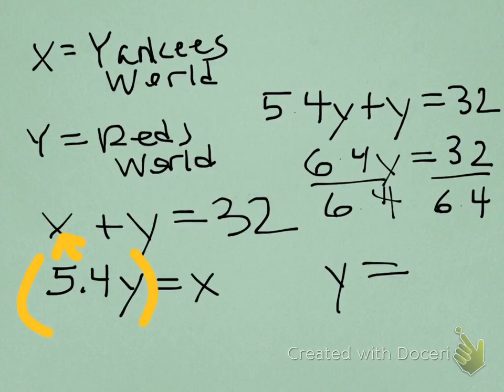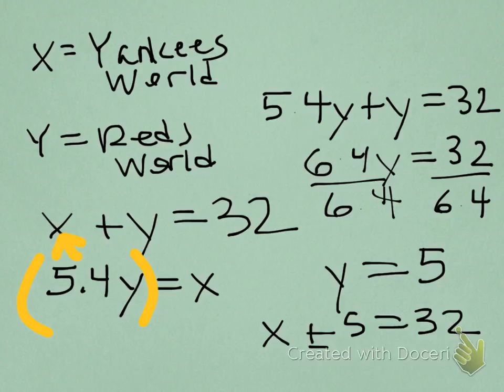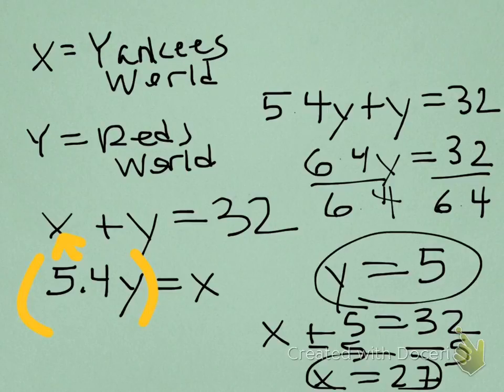And I get 5. And then I take my 5 and plug it into either equation for y. I'll just pick the first one. So x plus 5 equals 32. And solve for x. So x would be 27. So in the end, the Yankees have won 27 World Series and the Reds won 5 World Series. And that concludes lesson 6-2.